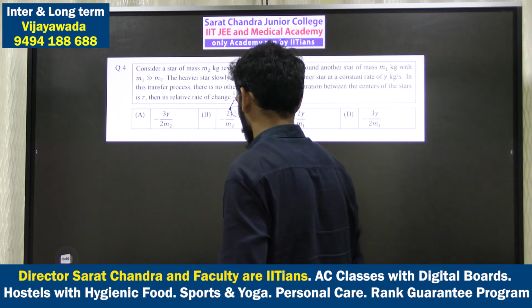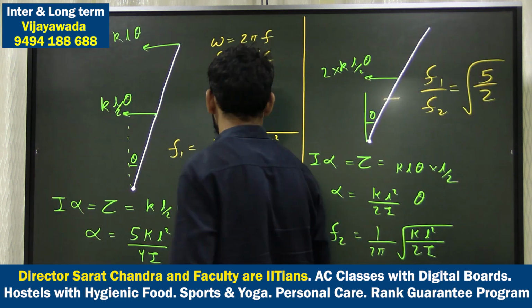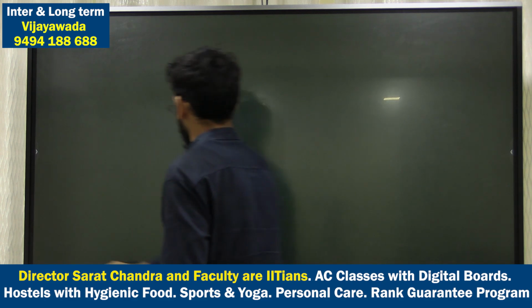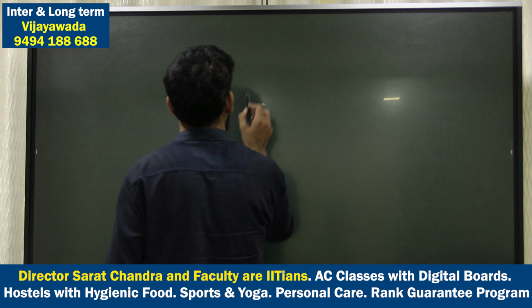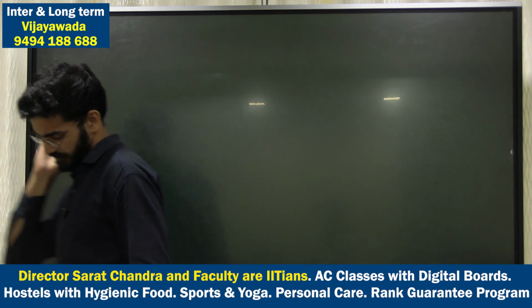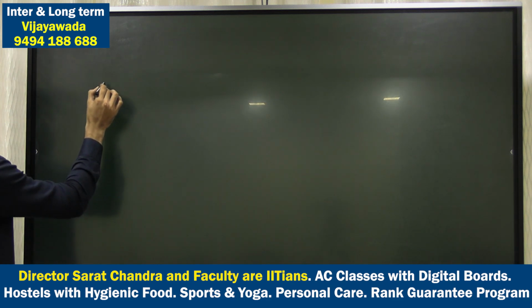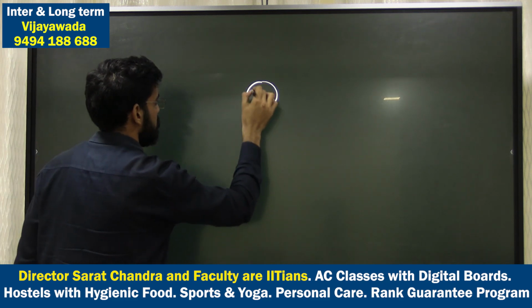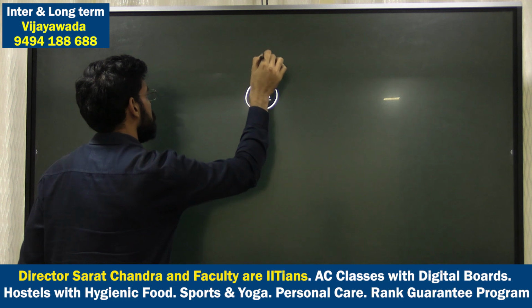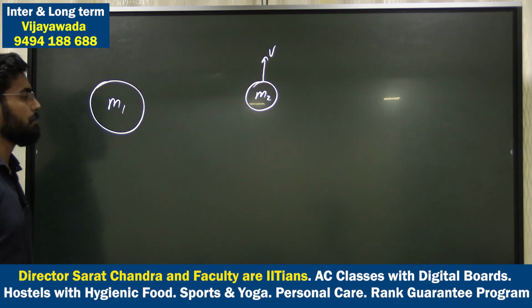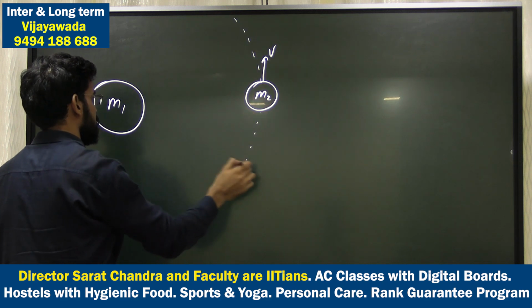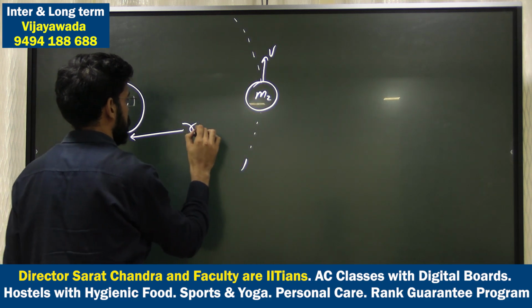So this question has some problems. See, he is saying mass m1 is higher, right? M1 is a big mass. And m2 is the mass that is revolving. Let's say it is revolving with speed v, in an orbit, at a distance r.